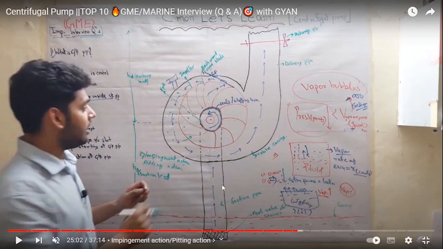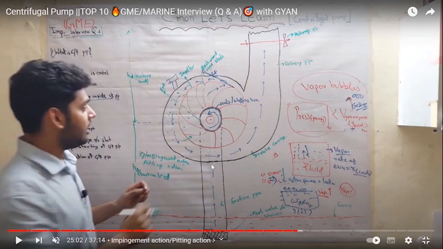Now whenever the pressure in the pump decreases below the vapor pressure of the fluid, or say when the vapor pressure of the fluid overcomes the pressure of the pump, then the liquid starts boiling and forms vapor bubbles, and this is nothing but cavitation. Got it, guys? Yes, bro. Okay, so this is it.